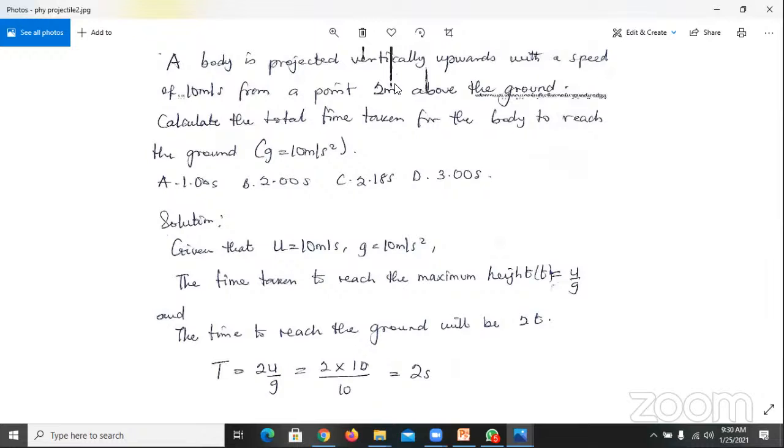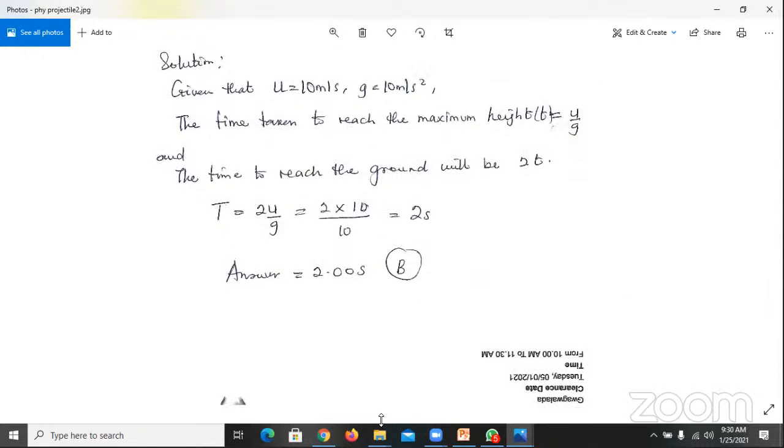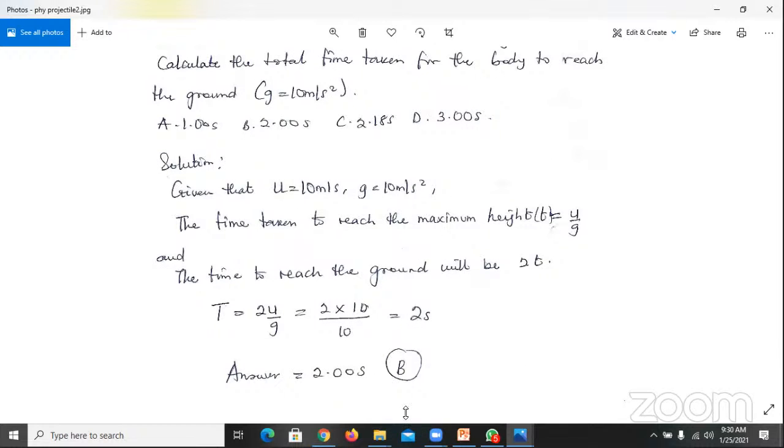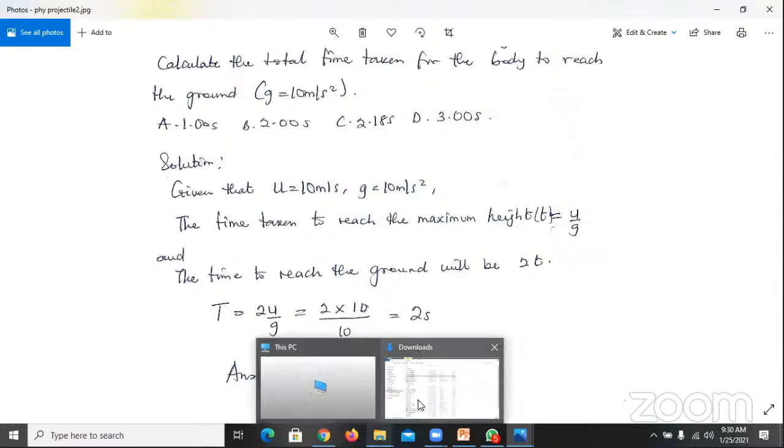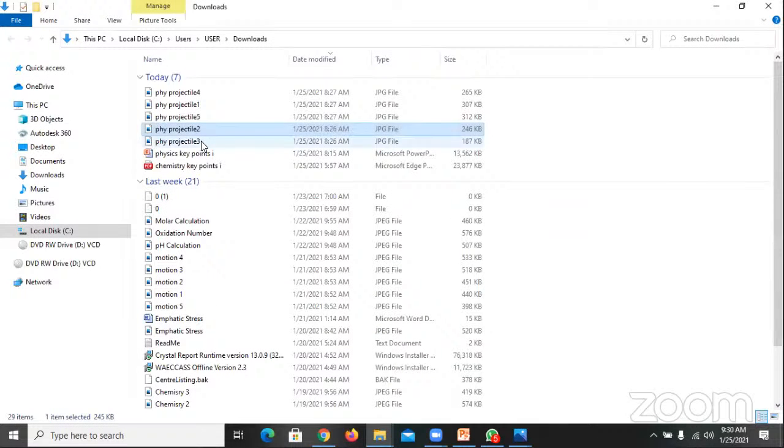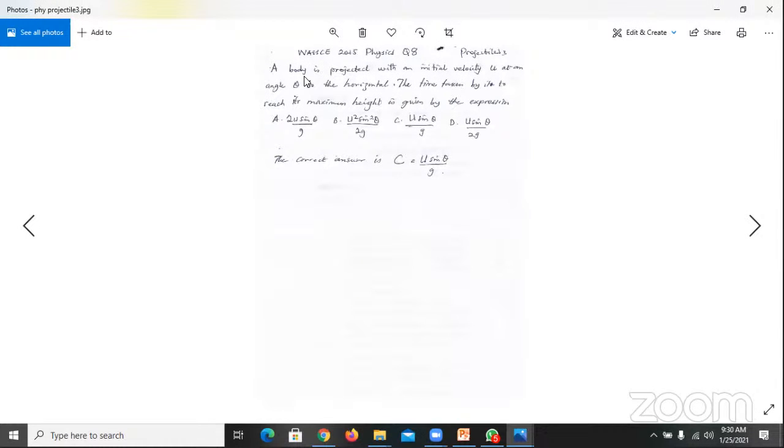Like the body was projected vertically upward. Is it because U is in the formula? That's why we used U. Yeah. It depends on the equation. That's when we use the body, V is equal to 0.